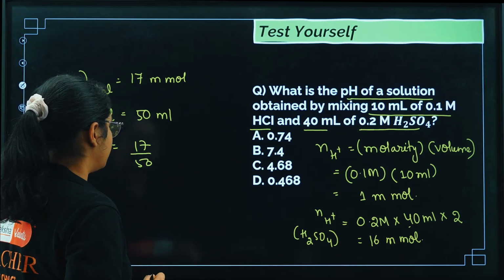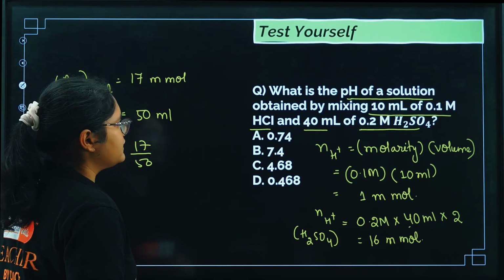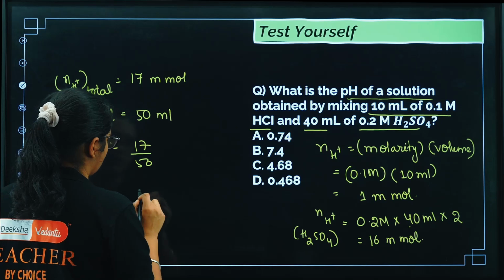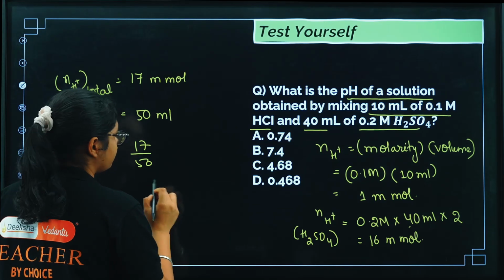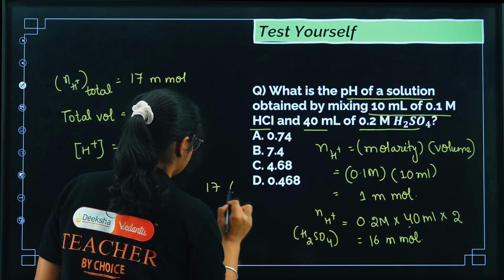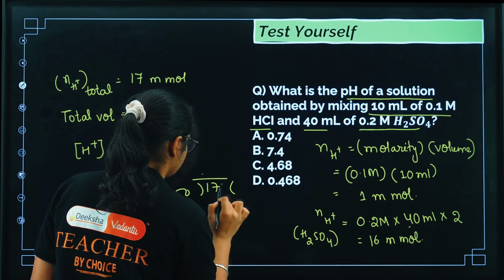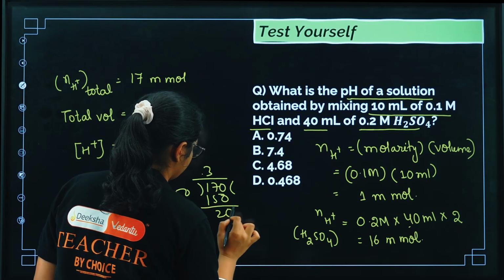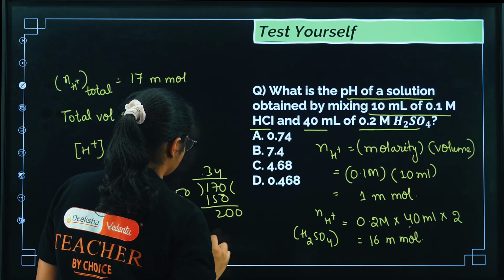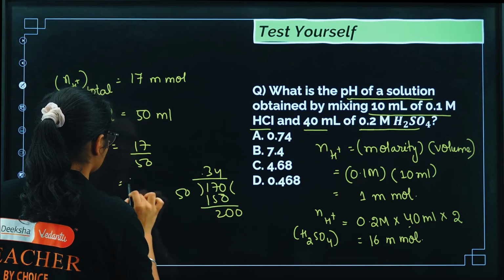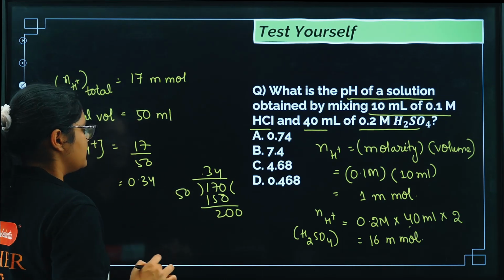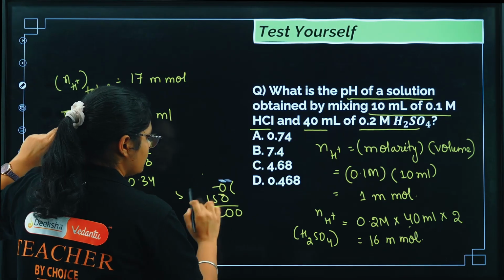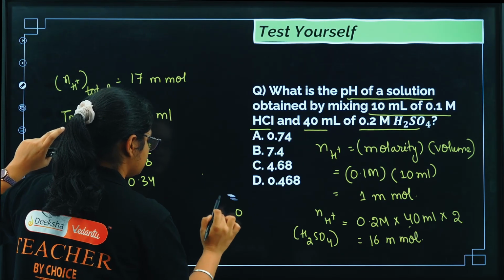Okay, clear? So now if I divide 17 by 50, let me solve it. 17 divided by 50, so 3 into 50 is 150, then I'll have 20, then 4 into 50 is 200, so 0.34.